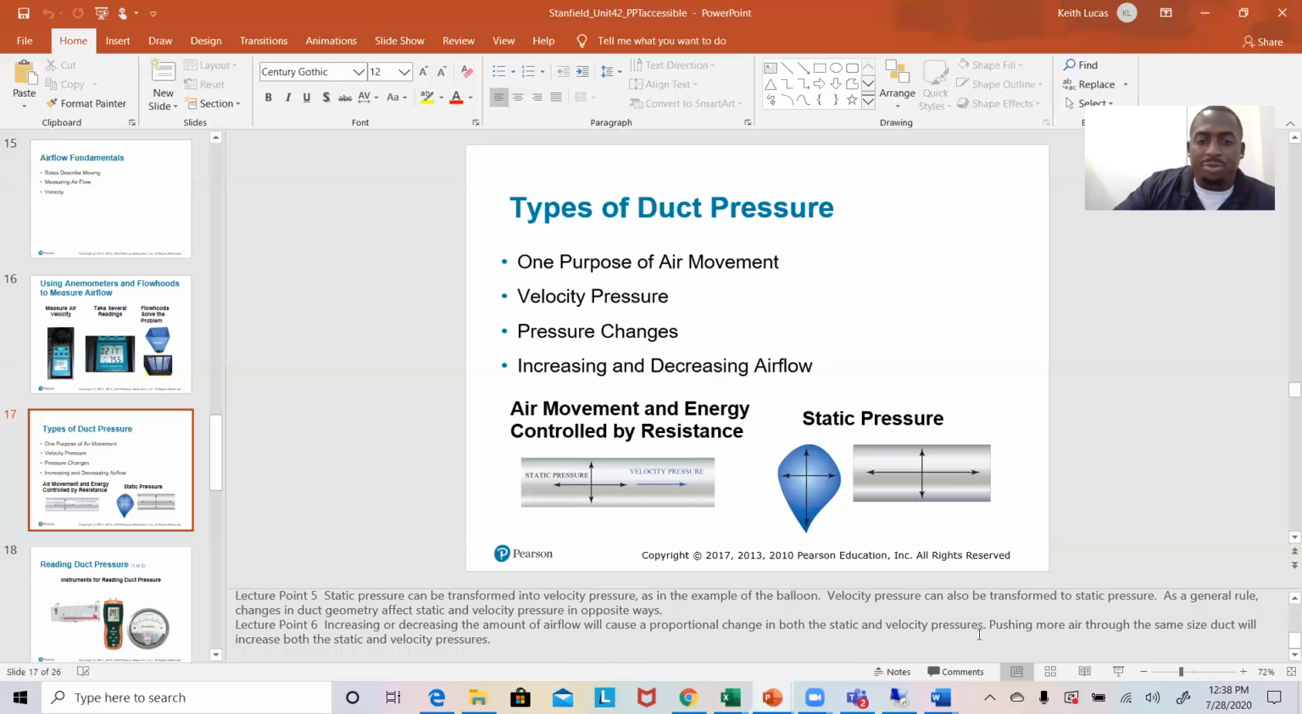Static pressure can be transformed into velocity pressure, as in the example of the balloon. Velocity pressure can also be transformed to static pressure. As a general rule, changes in duct geometry affect static and velocity pressure in opposite ways. Increasing or decreasing the amount of airflow will cause a proportional change in both the static and velocity pressures. Pushing more air through the same size duct will increase both the static and velocity pressures.